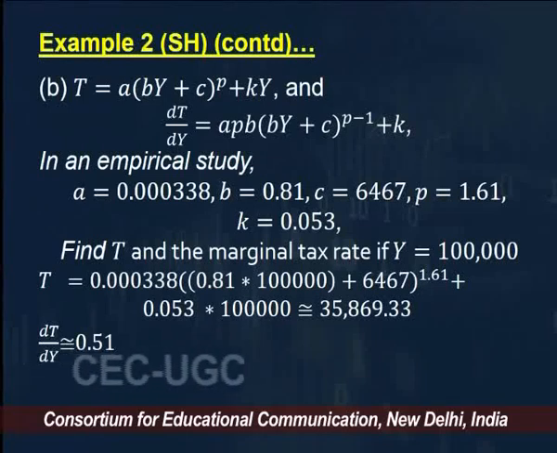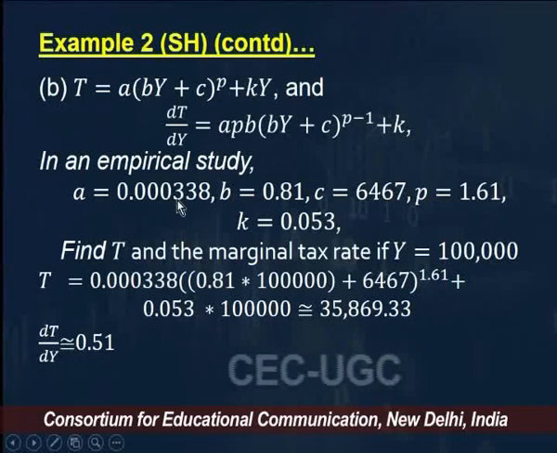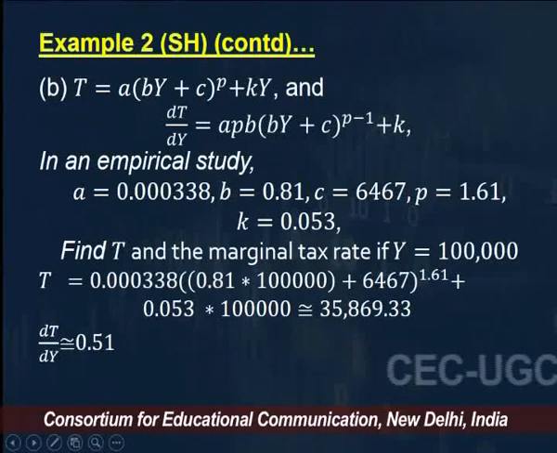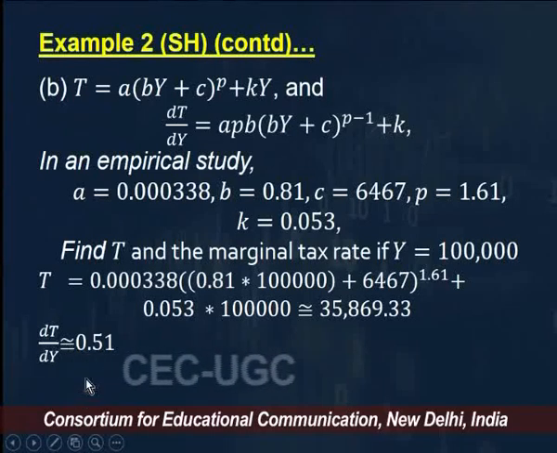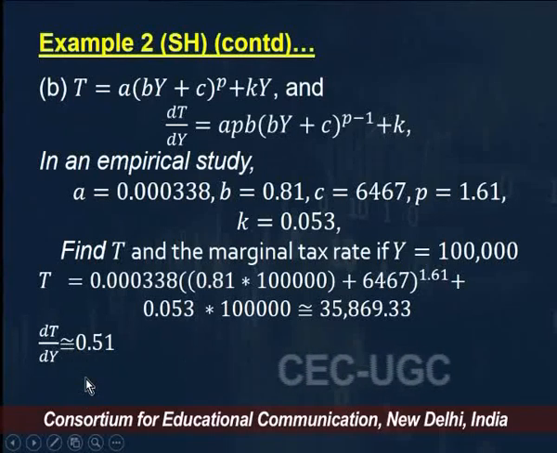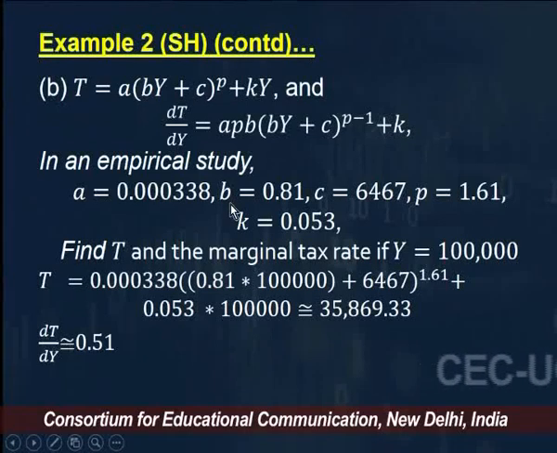And the marginal tax rate, similarly, you can do the same exercise with these numbers and substitute them into the expression for dT by dY, and the marginal tax rate comes out to be 0.51. So this is to give you a sense of how one actually uses the generalized power rule in economics.